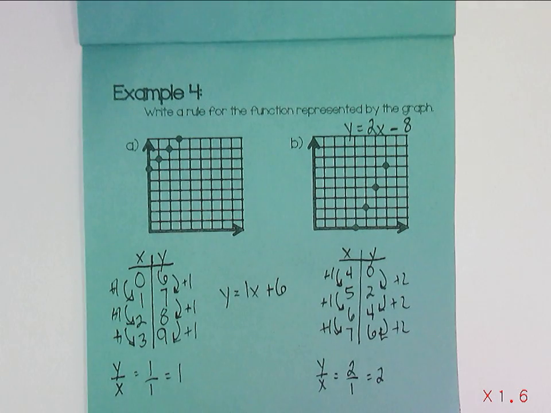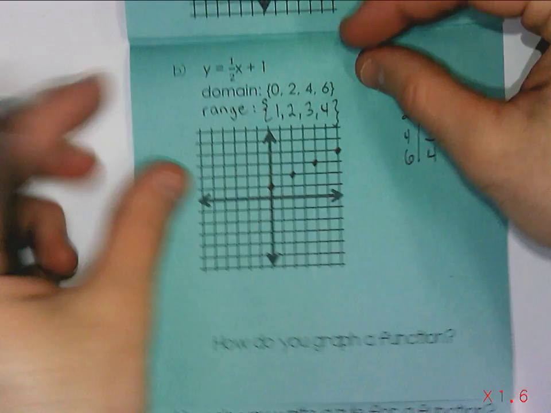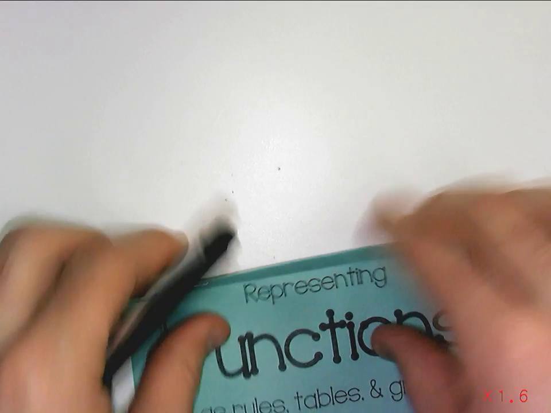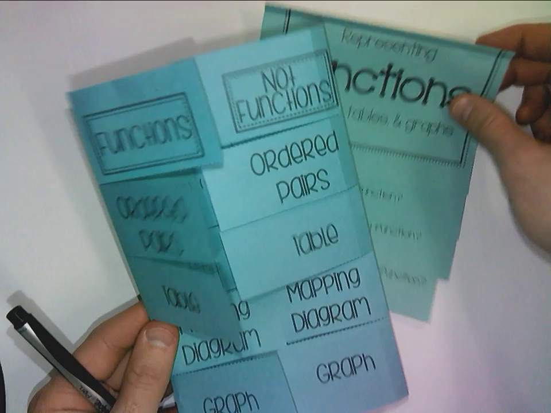So this is how you write function rules from graphs, from tables, and determining whether or not we have a function or not. So make sure that both of these foldables, like I had mentioned, get put into your notebook, as you'll need to refer to them when doing assignments.